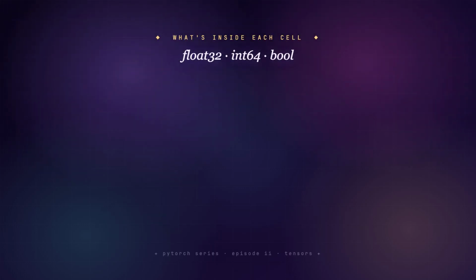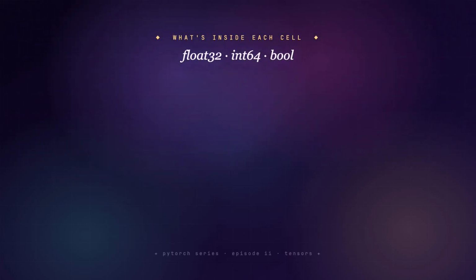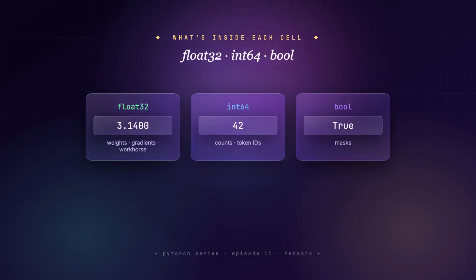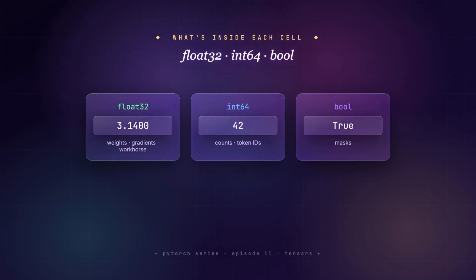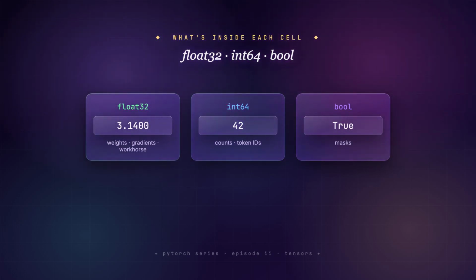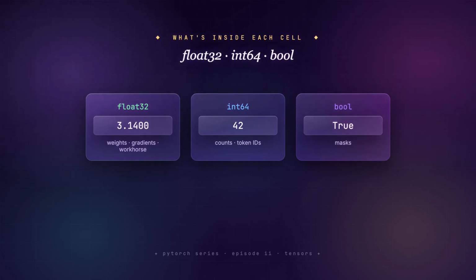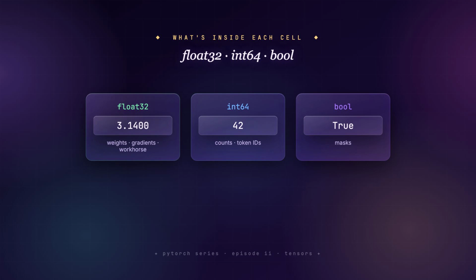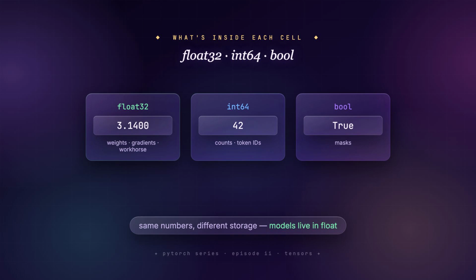Right next to the shape lives the dtype, the data type of every element inside. Float 32 is the workhorse, 32-bit floating point, the type your model's weights and activations live in, because gradients need decimals to flow. Int 64 is for whole numbers, counts, and crucially, token IDs, which is how text gets into the model later. And bool, true and false, for masks, which we'll lean on hard when we build attention. The same numbers can be stored as different types, and mixing them is a classic faceplant. Models live in float. Remember that.